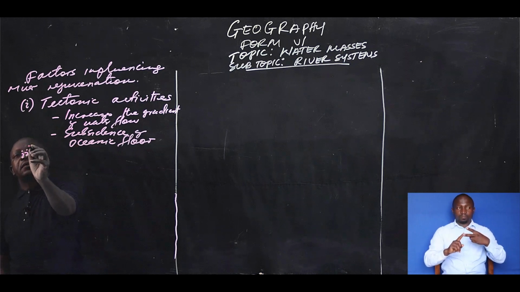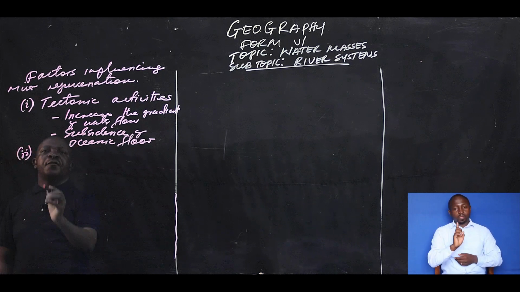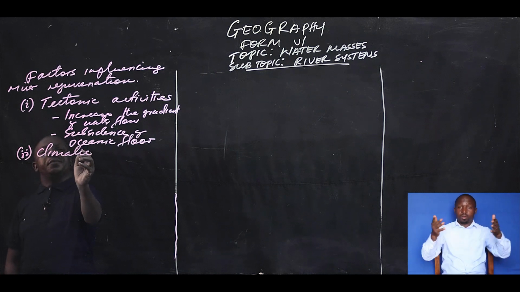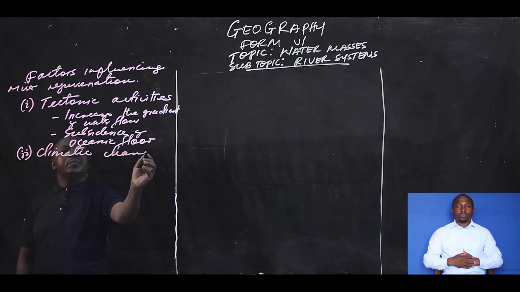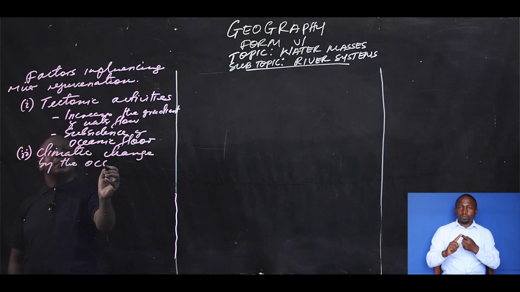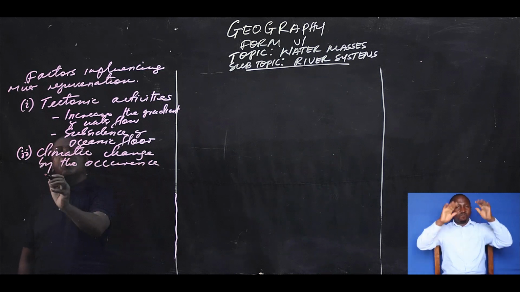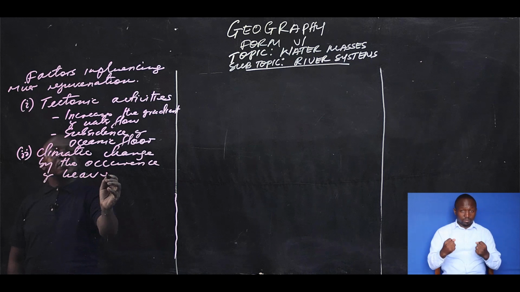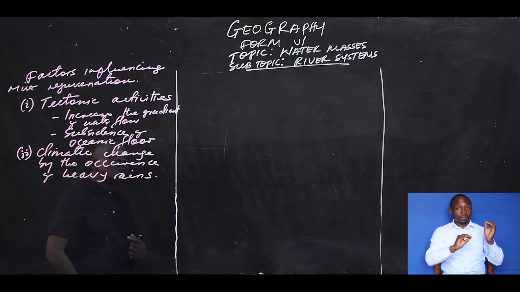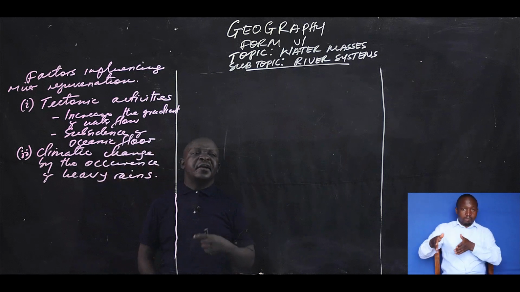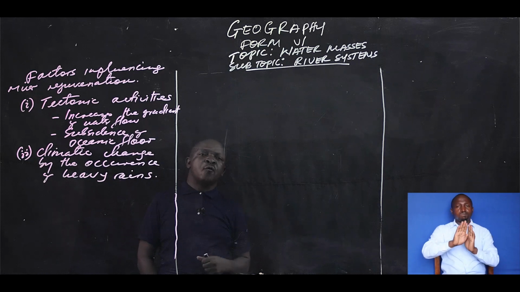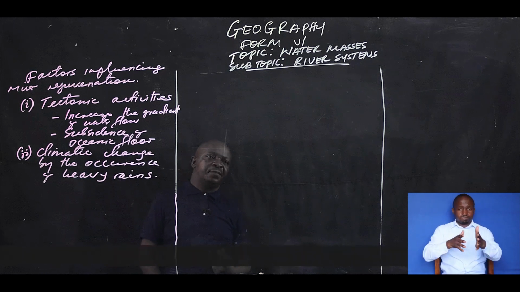Another factor, we have climatic change, by the occurrence of heavy rains. This influences river rejuvenation by increasing the volume of water discharge in the river system.